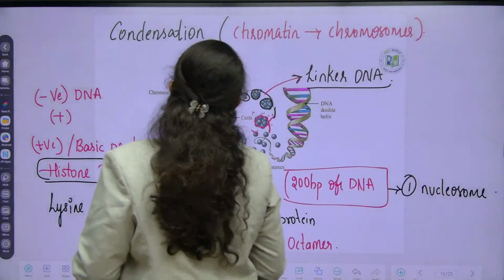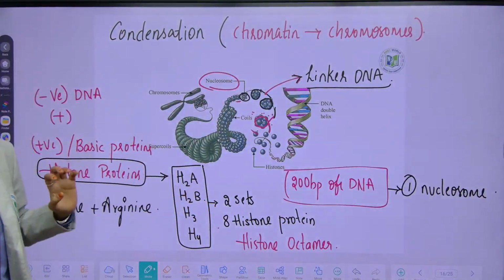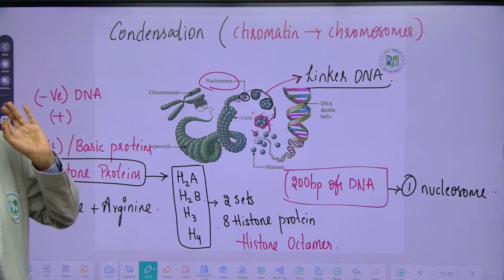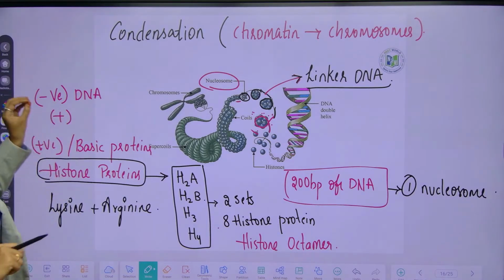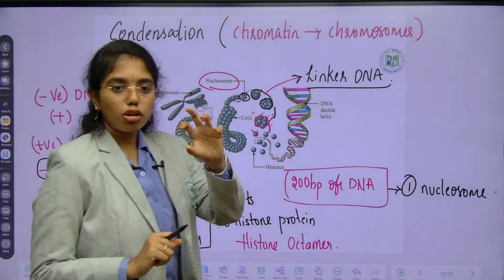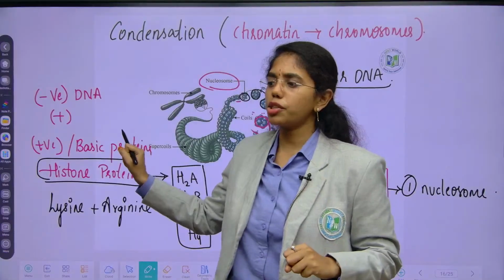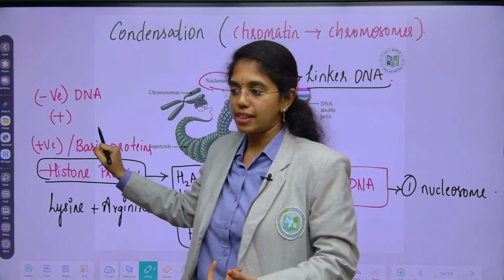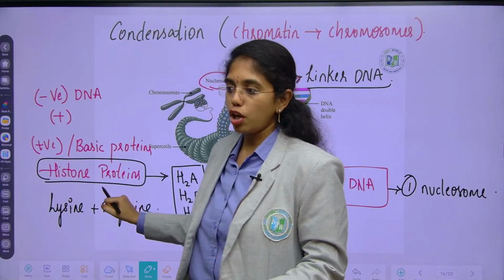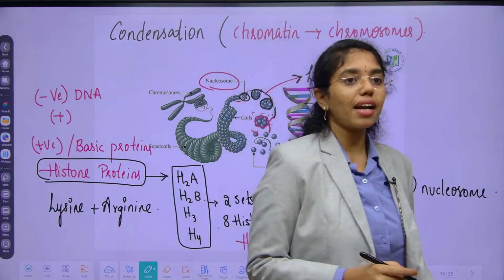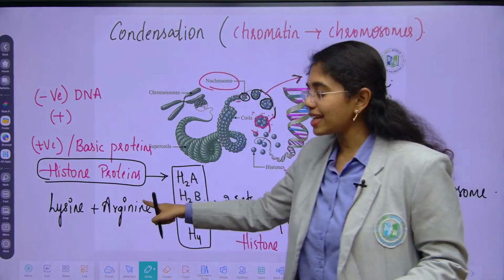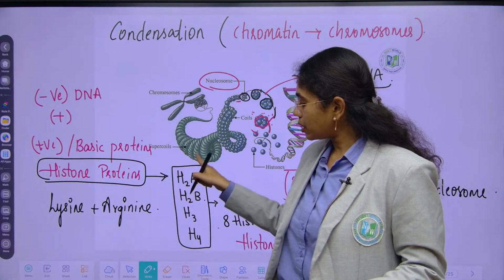Okay, once again shall we quickly recall this? Condensation of chromatin to chromosomes. This entire process happens inside the nucleoplasm. DNA is negatively charged. So, to condense this, it requires what? Positively charged or basic proteins known as what? Histone proteins. These histone proteins are rich in what amino acids? Lysine and arginine.